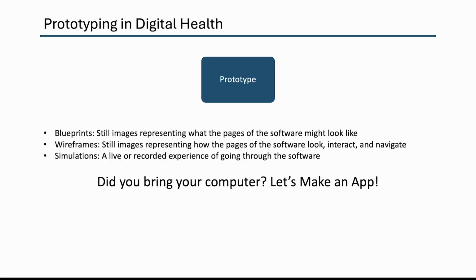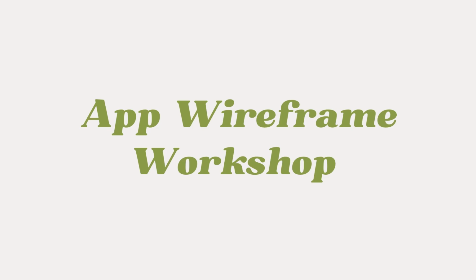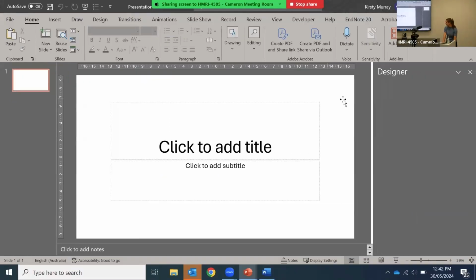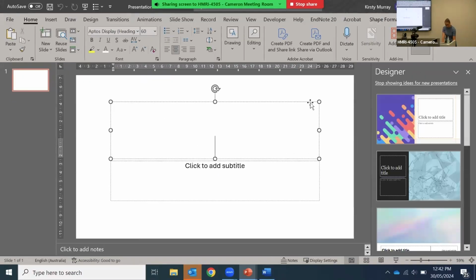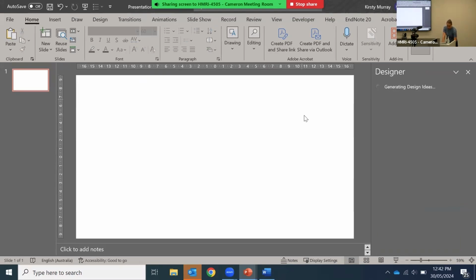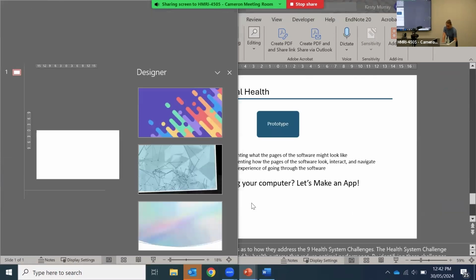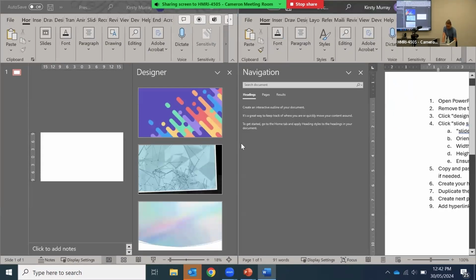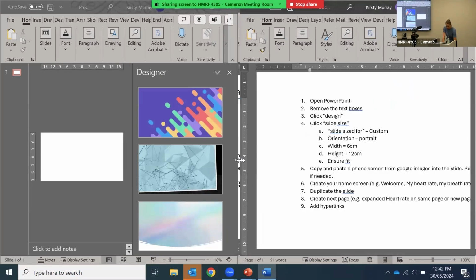So everyone brought their computers. I hope that everyone has PowerPoint on their computers. Please go ahead and open up PowerPoint, a new slide. This is just the definition of all the different types that you can have. And let's make an app. It should look something a little bit like this. What we're going to do is just get rid of these text boxes here. I've also created a couple of steps for us to follow so that you don't have to listen to my boring voice the entire time.